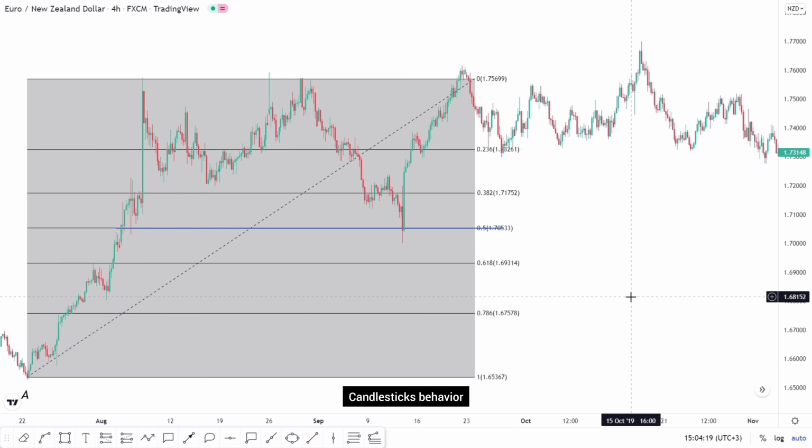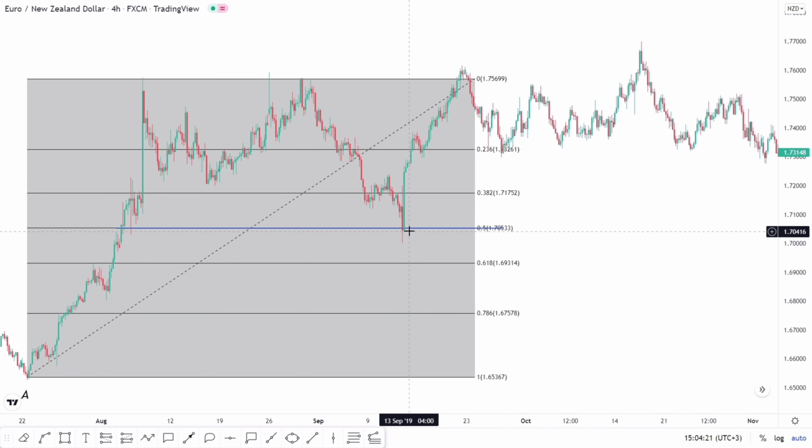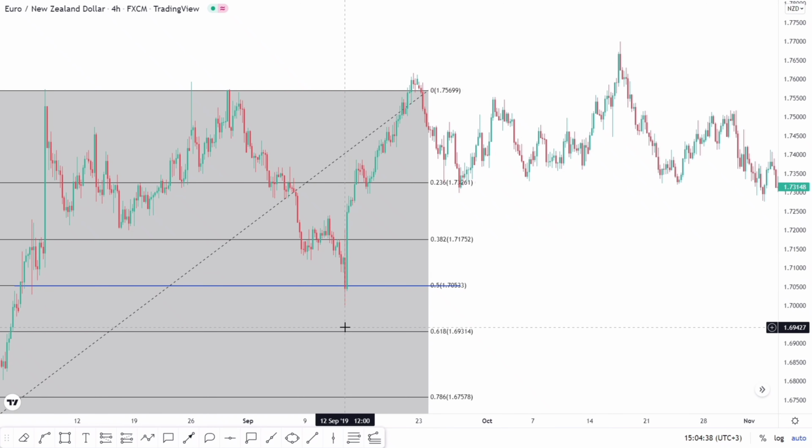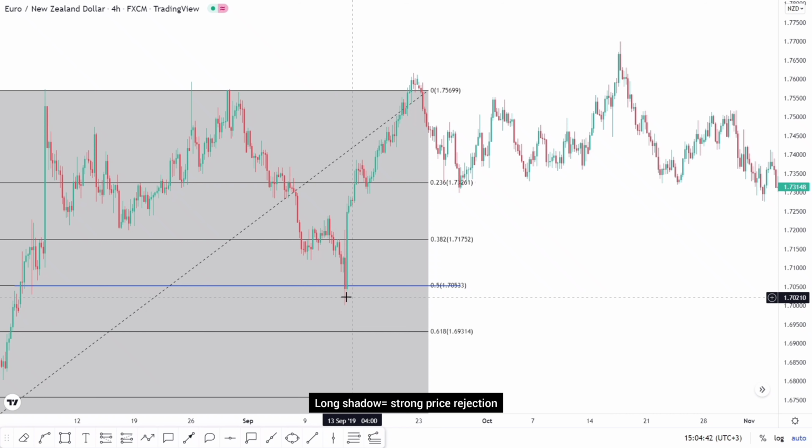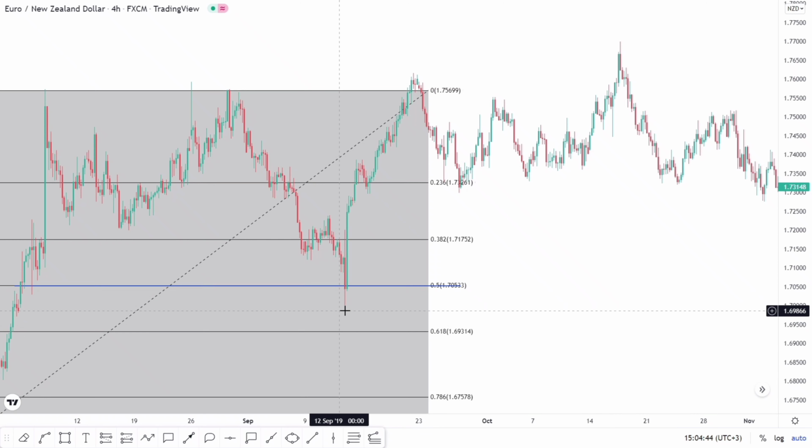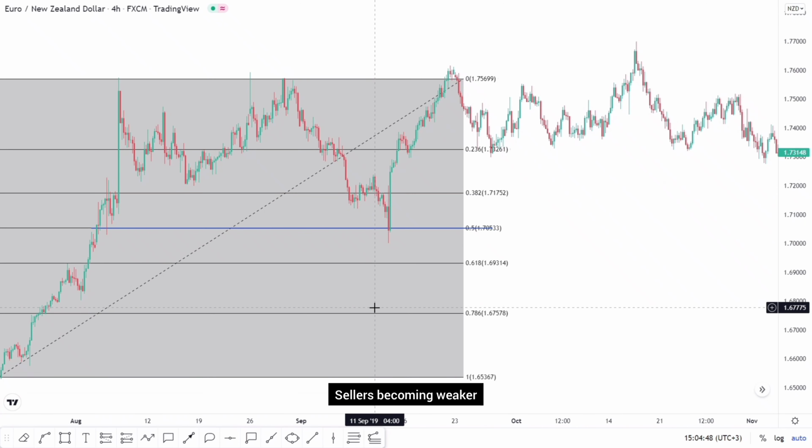For example, price could get to 0.5 and it could show no significant reason for you to buy. So you won't just buy immediately. You'll ignore that zone until you find a reason to buy. But let's use this example here because it's a perfect one. Price came to 0.5. Then we had a long shadow here. We said a long shadow represents rejection. So when we see this rejection, we already are anticipating that maybe the sellers are now becoming weaker.